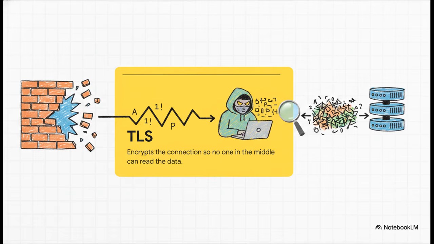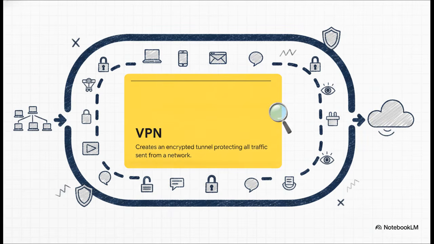But wait, we've got another problem. Someone is lurking on the line. A hacker sitting right between us and the server can easily read all our data, passwords, messages, the whole shebang, because it's being sent in completely readable plain text. And that is where TLS, or Transport Layer Security, steps in to save the day. TLS completely encrypts the connection between the two devices. It takes that plain text and scrambles it into a totally secure mess, ensuring no one in the middle can intercept or read it.